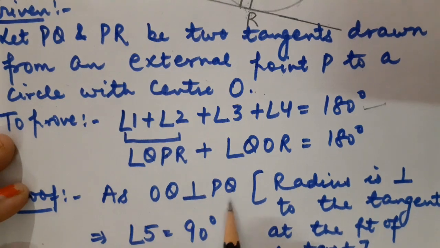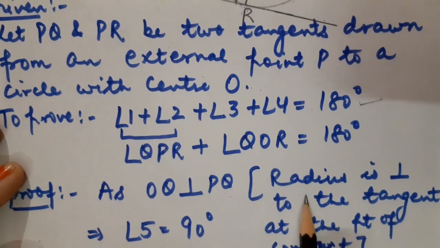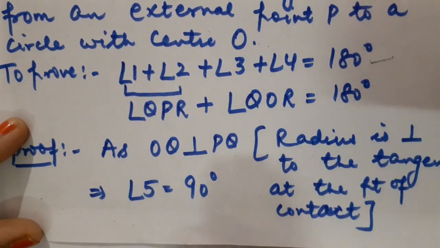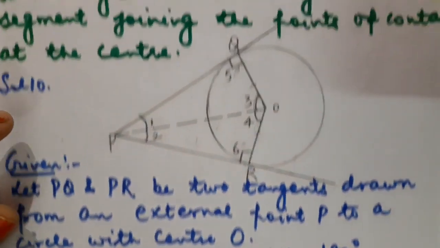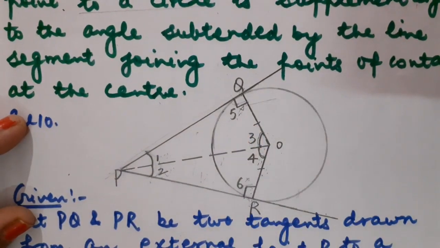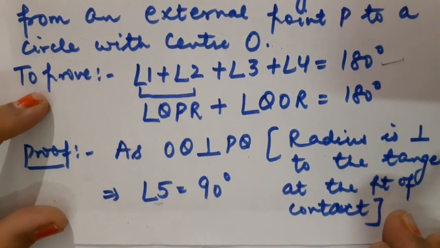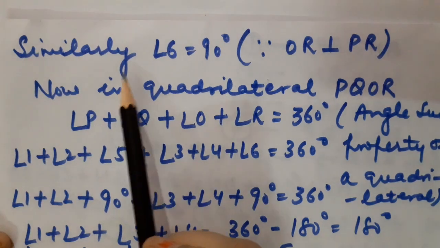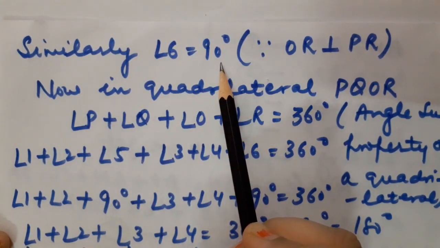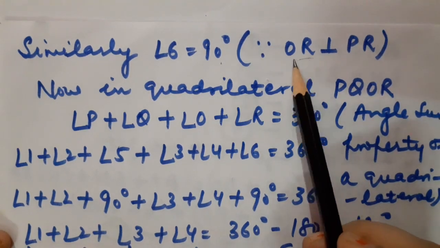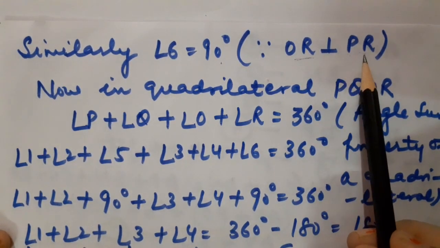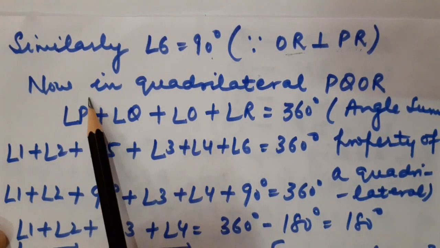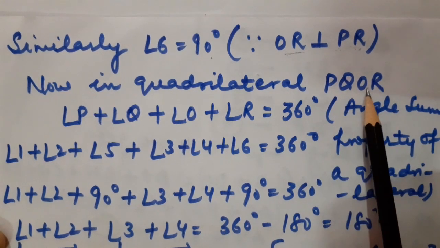As OQ is perpendicular on PQ. Why? Because OQ is radius. Radius is perpendicular to the tangent at the point of contact. So which angle is going to be formed over there at point Q? Look, this is angle number 5. So can we write that angle 5 is equal to 90 degree? Clear, children? Similarly, angle 6 will also be equal to 90 degree. Fine. How? Because OR is also the radius that is perpendicular to PR and PR is tangent. Fine, children? I have just explained you that now we have got a quadrilateral, that is PQOR.